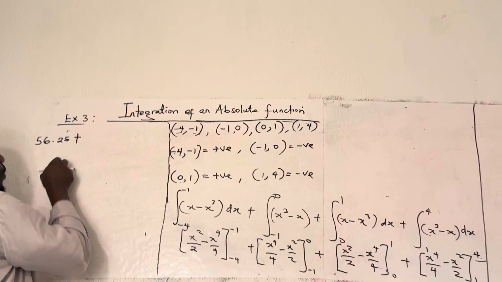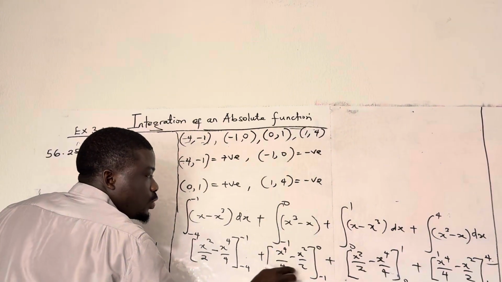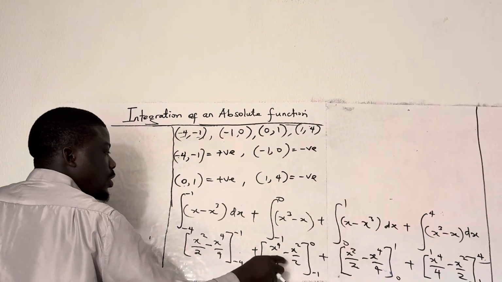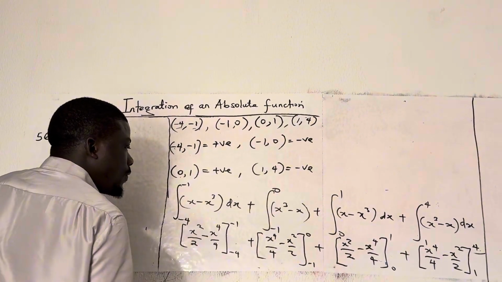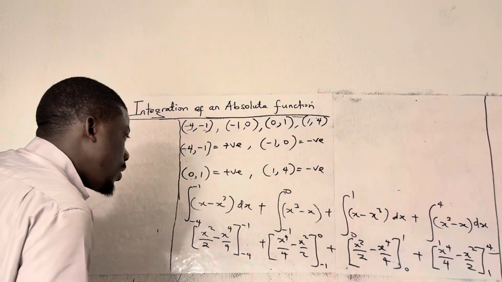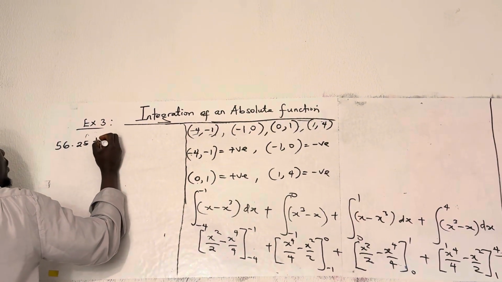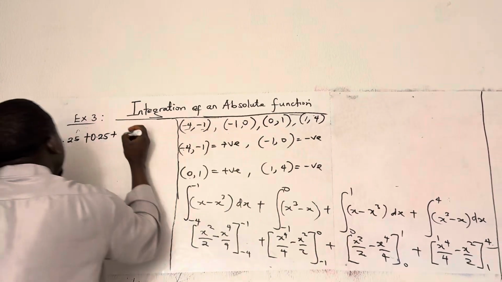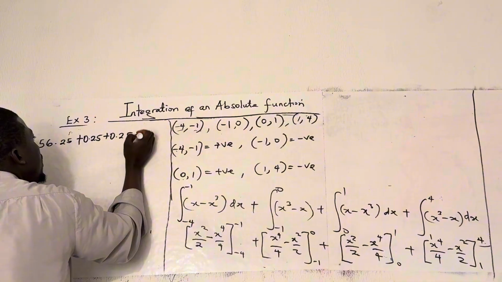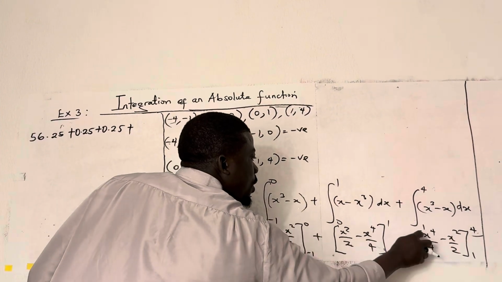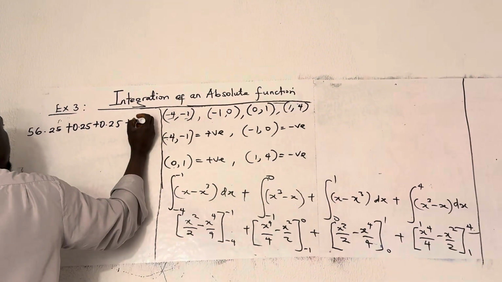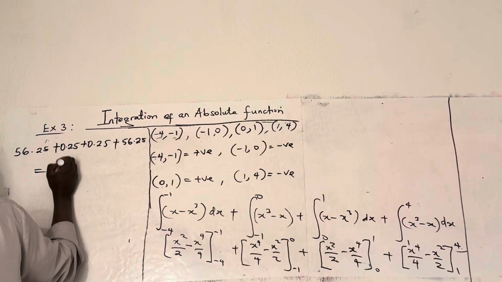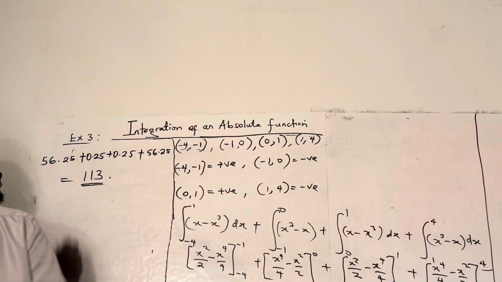So we have this. If you put 0 here, for instance, you have 0 everywhere here. Minus, if you put 1 here, we are going to have 0.25 or a quarter. Plus, if you do the same thing here, we have 0.25. If you put 4 here and you put 1 here, you have the same thing, 56.25. At the end of the day, our answer would be 113. That should be our final answer.